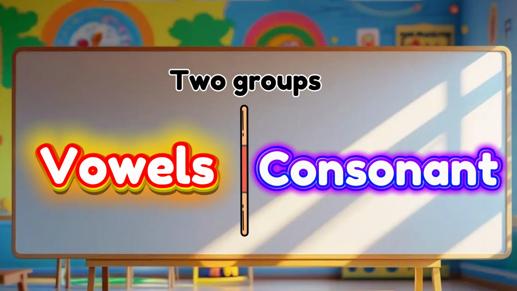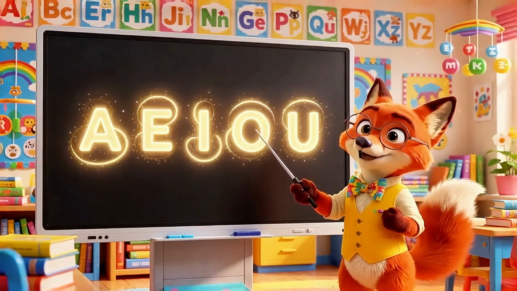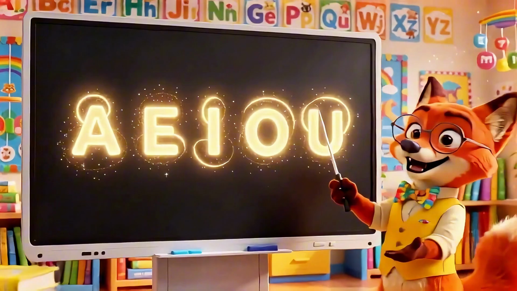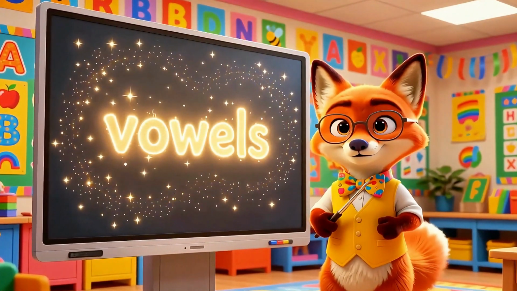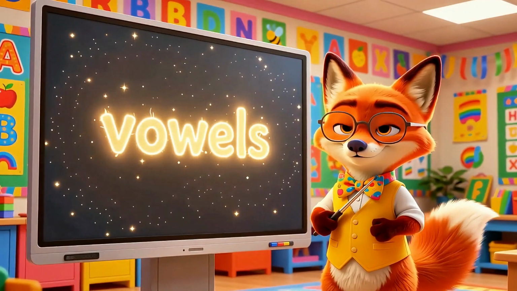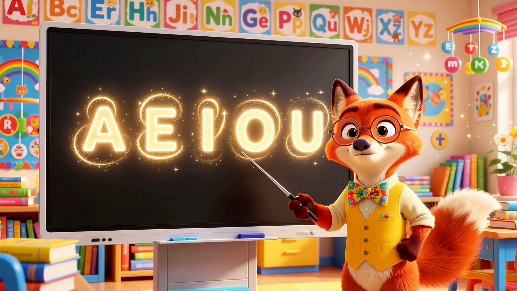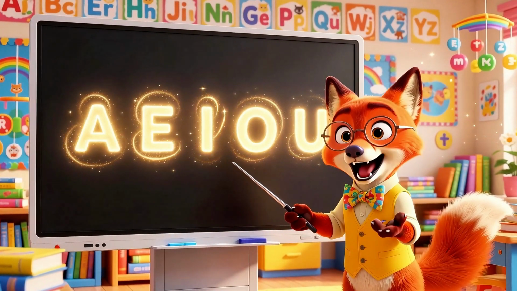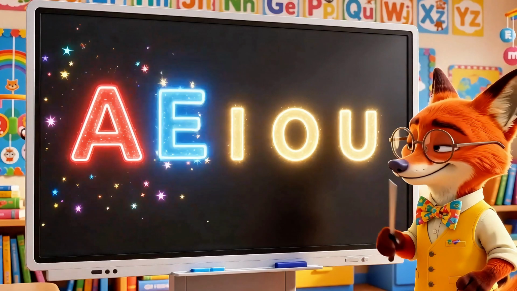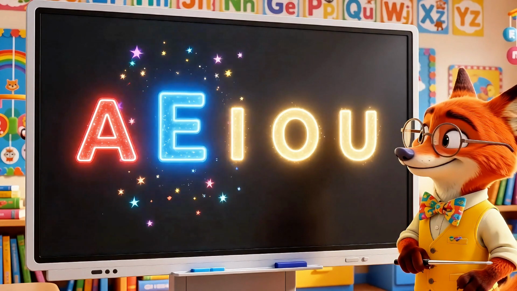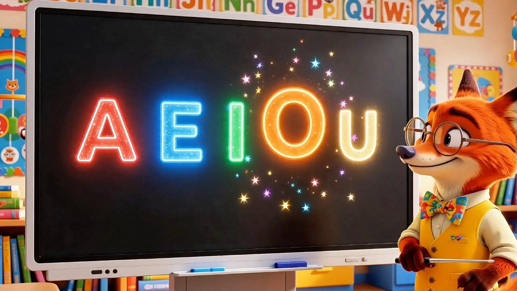Let's meet them. Look at these special letters. They are glowing. These are called vowels. Vowels. There are only 5 vowels in the English alphabet. Say them with me. A, E, I, O, U.